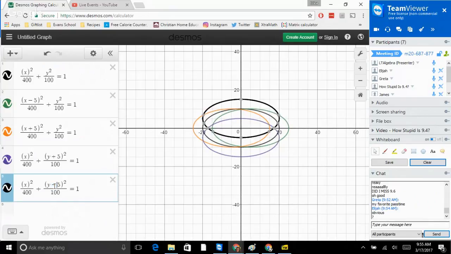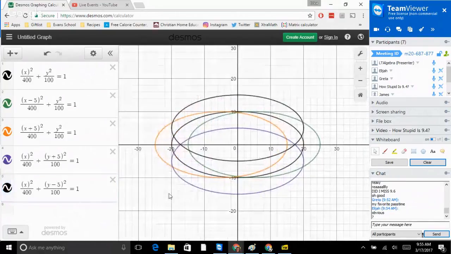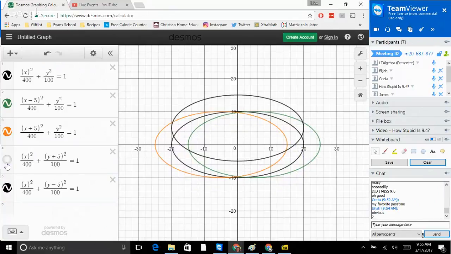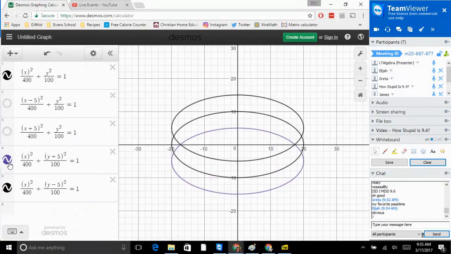That's basically what 9.6 is, figuring out how to move the ellipses around. You can make some cool art design for me. One of you artistic people can make Desmos art, right? By shifting your ellipses. There we go. It's like a 3D drawing of a tunnel.